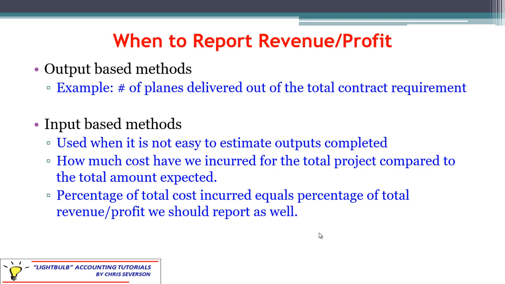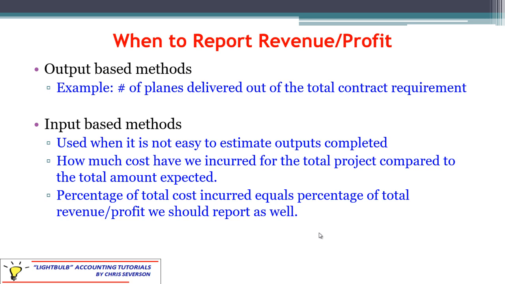The other situation we could have, if we don't have a very easy output to identify and calculate, we could use input-based methods, which is basically showing our progress toward the completion of this project. It's used when we can't estimate the outputs. We don't have identifiable products going out. We're just building one big product, a big building, a big construction project. So what we may have to do is take a look at how much cost we've incurred and use that as a proxy for what percentage of completion we've accomplished at this point.